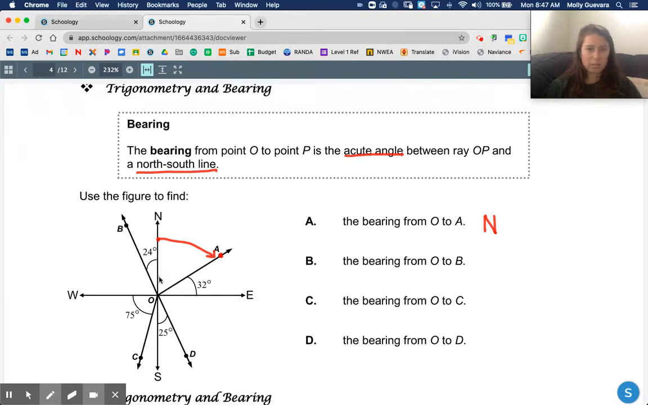Well, this angle, right? I know that north to east is 90, and I know that this is 32. So that tells me that this guy is 58. Okay, so I started at the north, then I went 58 degrees east, and that will get me to A. And so that's what that's saying. Hey, you start north, and then you go 58 degrees to the east, and you will get to that line, OA. All right, and that's it. That's the bearing.